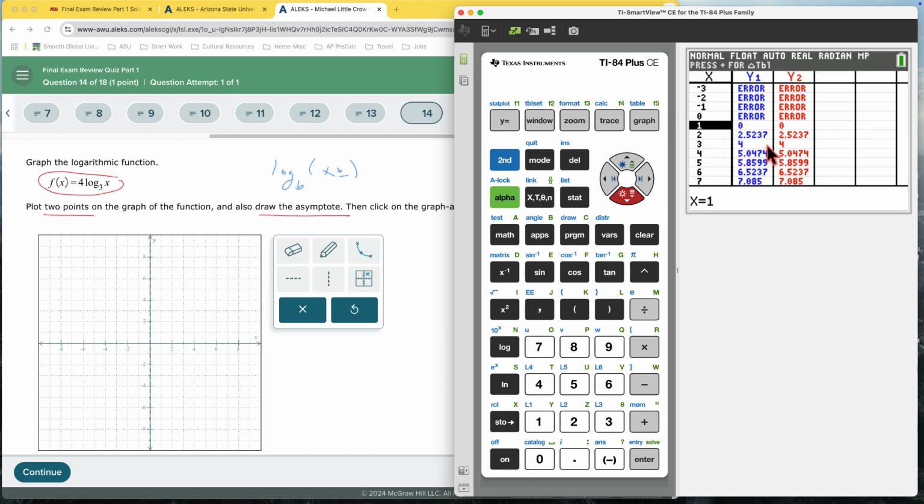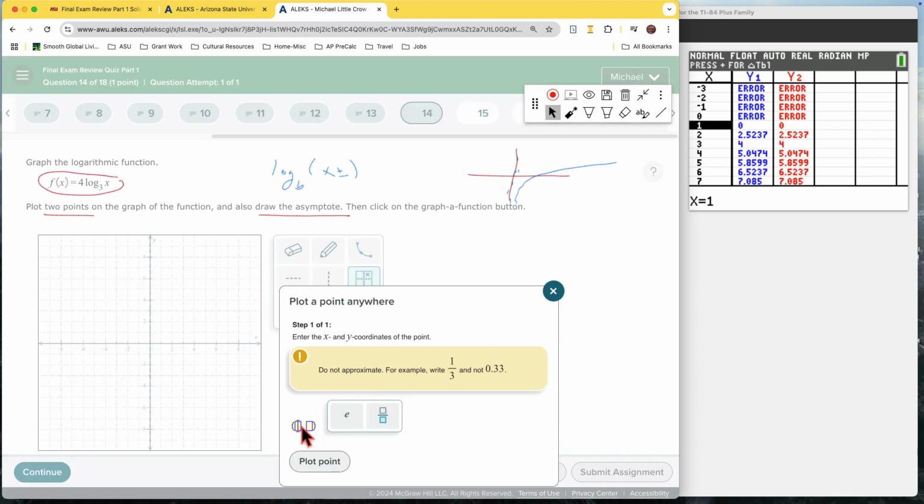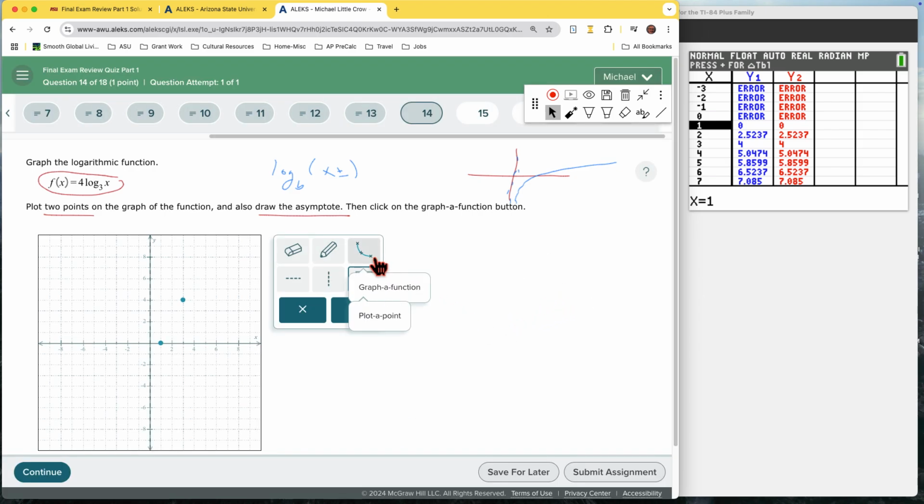So I'm going to choose the points that are nice numbers to work with. We'll go with 1 and 0 and 3 and 4. Those are the 2 points I'm going to put in. 1, 0. Plot that point. Then I can plot the next one, 3, 4. Plot the point. There we go. And now I click on this and I get the graph.